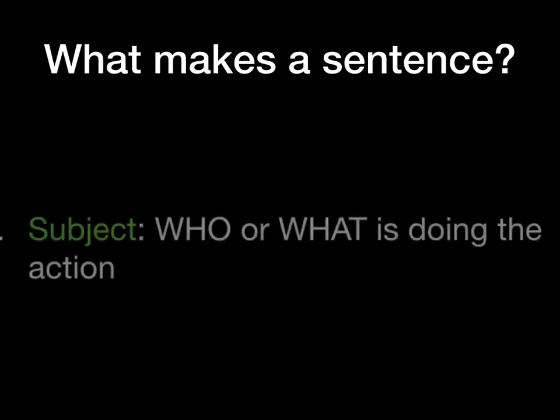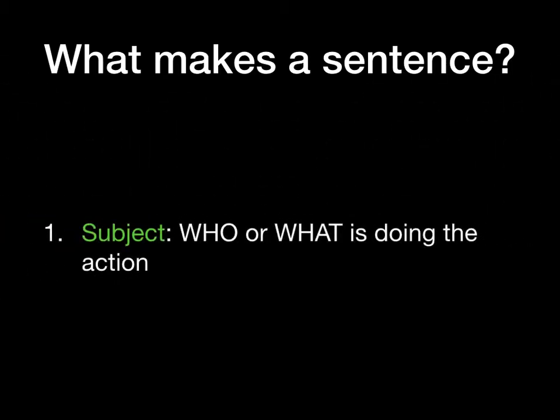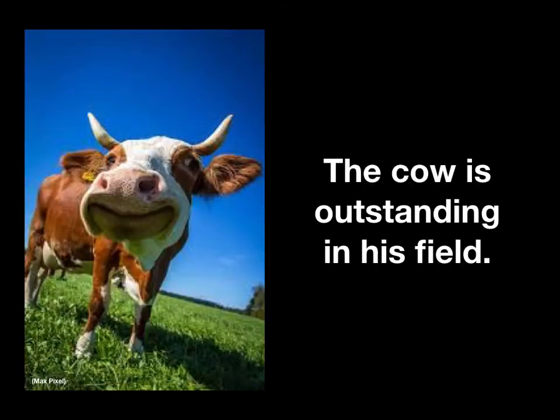So let's revise that definition. Let's say that the subject is who or what is doing some action. Let's go back to our sentence. Who is doing some action now? That's right, it's our outstanding cow. Get it? It's been a joke the whole time. The cow was outstanding, like, woohoo, good job, cow.